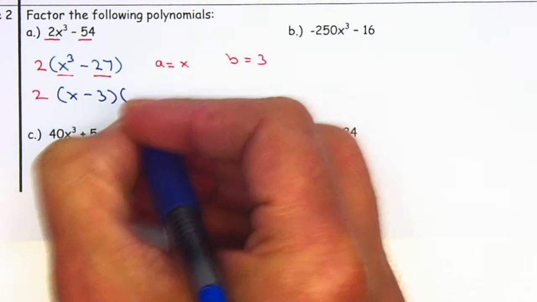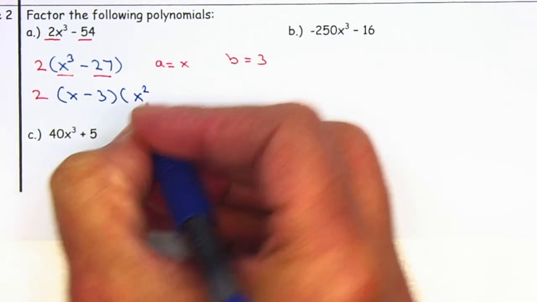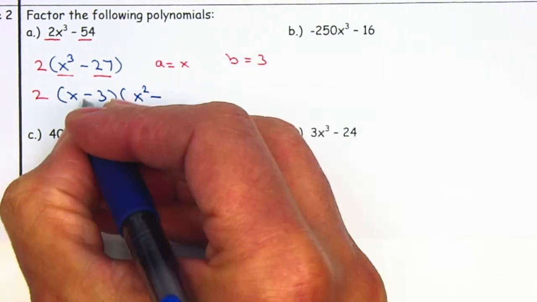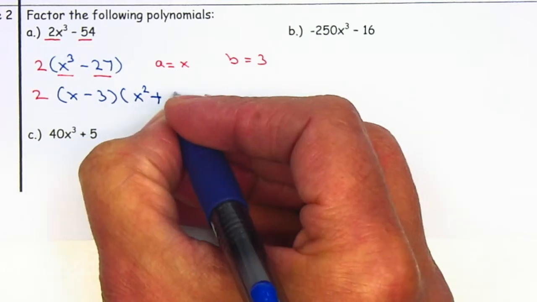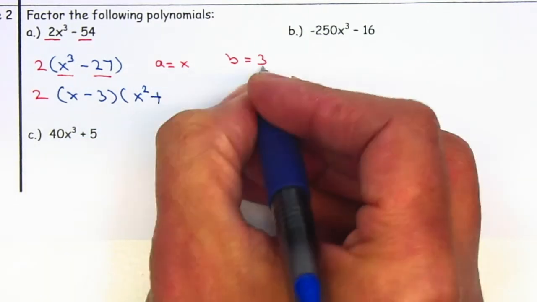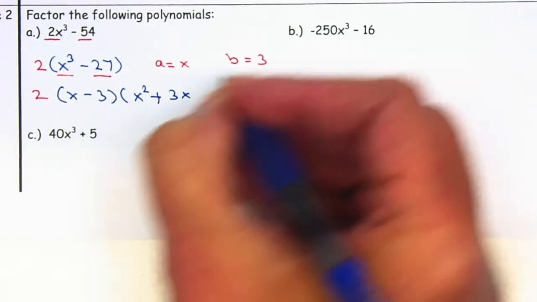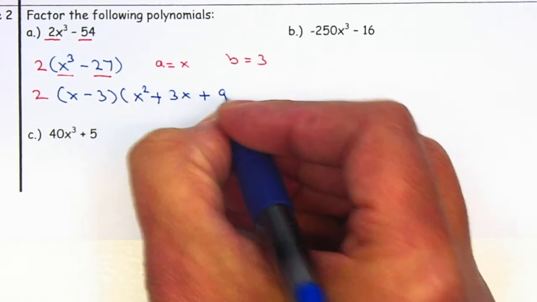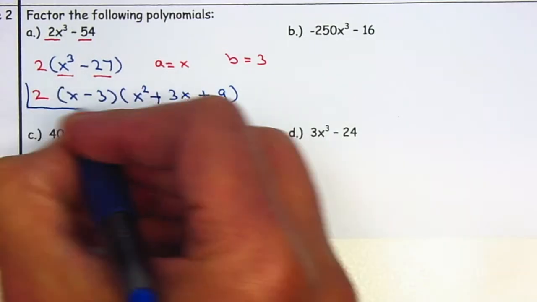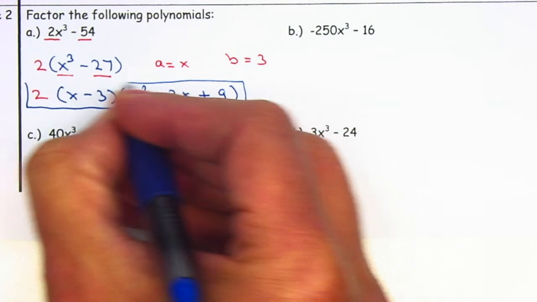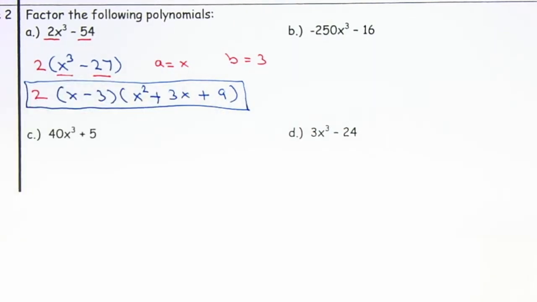A squared will be x times x, which is x squared. This is the negative, the next one's a positive. ab, 3 times x, will be 3x. The last one is b squared, which is 9. Now don't forget to bring down the 2 that you factored out as part of your answer.